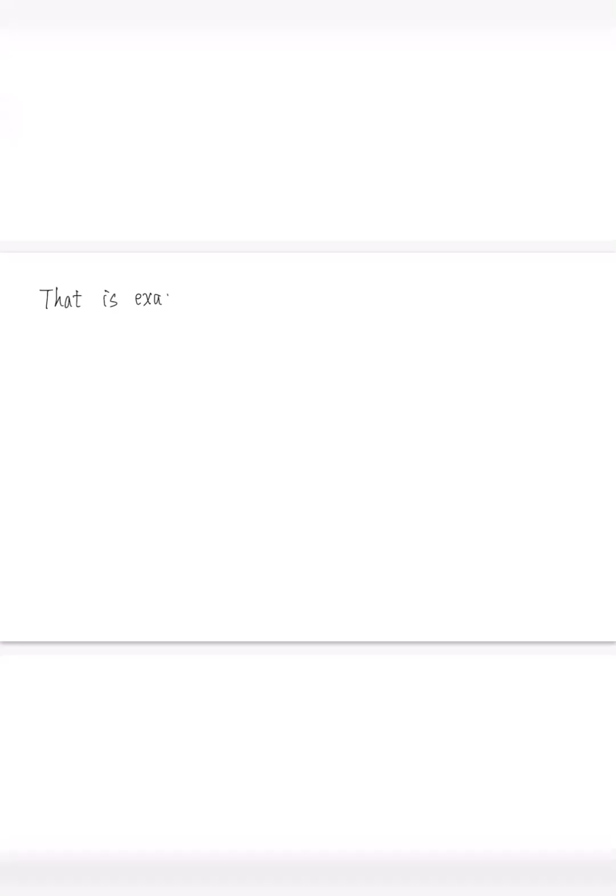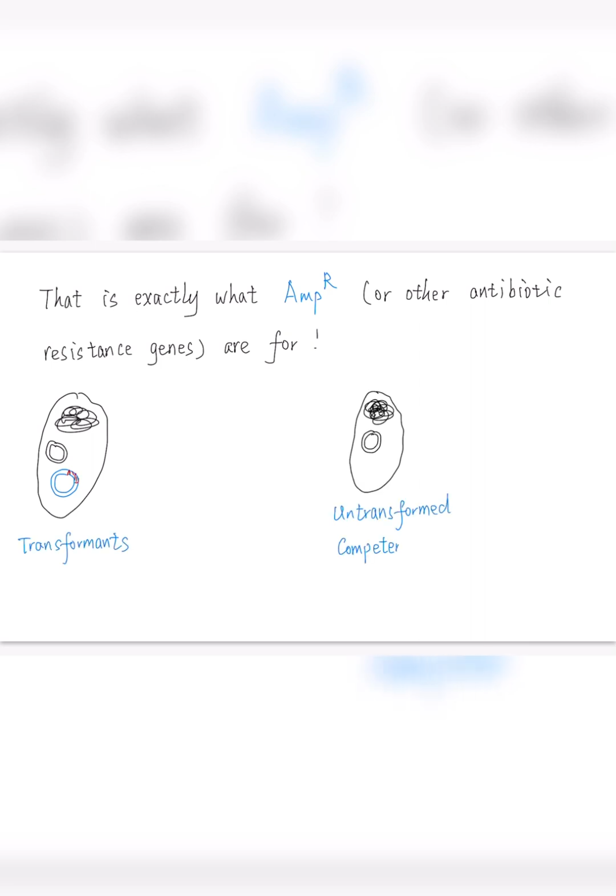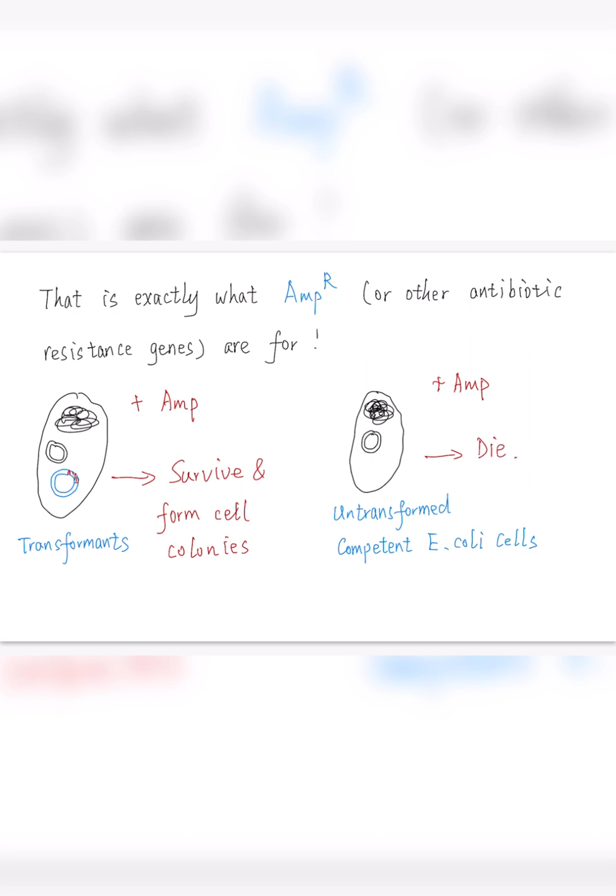Well, do you still remember the question about the antibiotic resistance gene? This is exactly what it is for. If we incubate both transformants and untransformed E. coli cells in an environment containing antibiotics, such as ampicillin, then the transformants will survive and form cell colonies, while the untransformed E. coli cells will die and no colony will be formed.